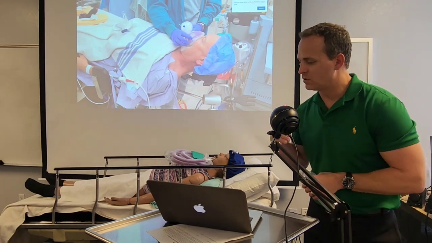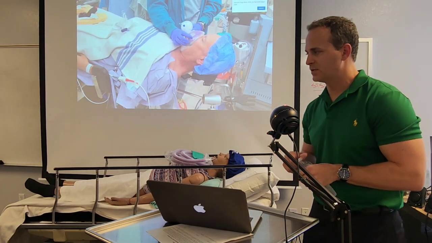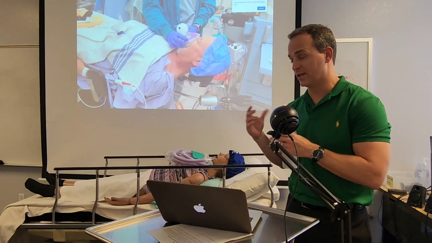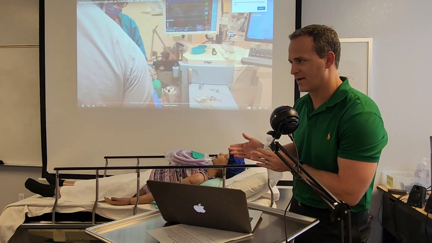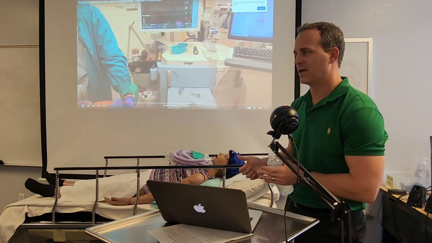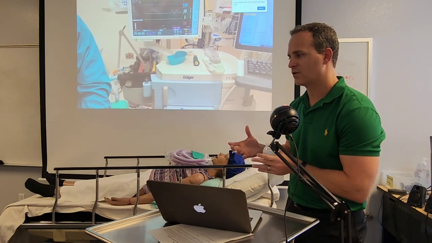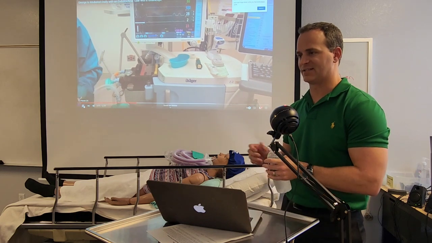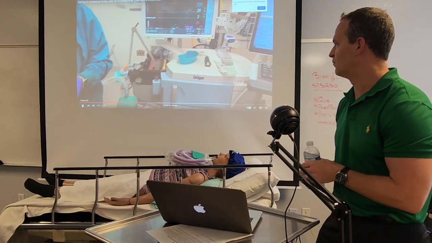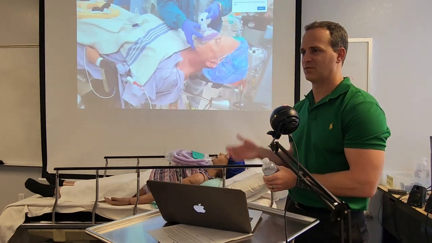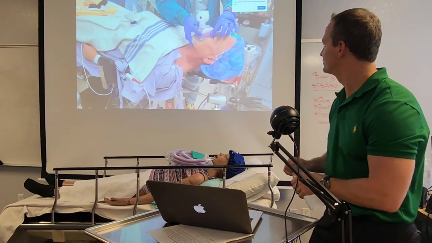Sometimes we will render them unconscious and keep their breathing very little, so that if their anatomy and their airway is terrible, we can rescue them from that instance. So if we're thinking we have a difficult airway, we'll render the patient unconscious, but keep them breathing so that we can augment their own breathing.